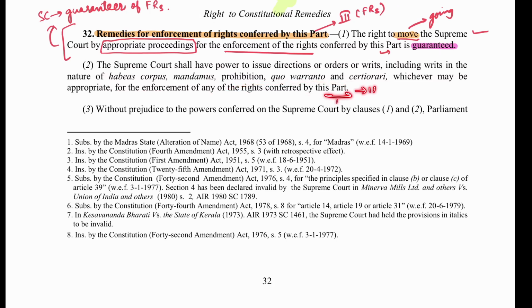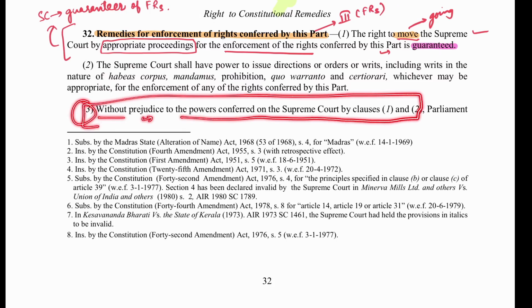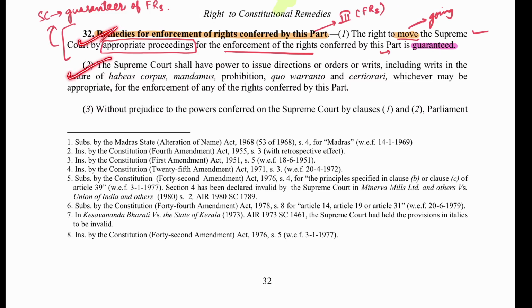This part means part 3. Then another clause says, without prejudice to the powers conferred on the Supreme Court by clause 1 and 2. Clause 1 and 2 means these two, that you are directly going to the Supreme Court to ask for the enforcement of your right, and the Supreme Court has the power to issue these directions, orders and these specific writs also, without prejudice to these powers. Without prejudice means not curtailing the power of the Supreme Court.